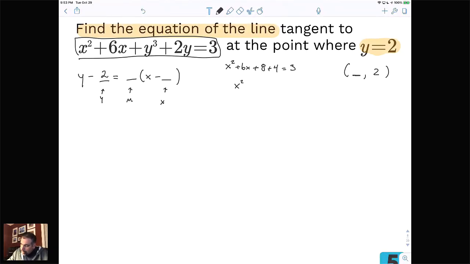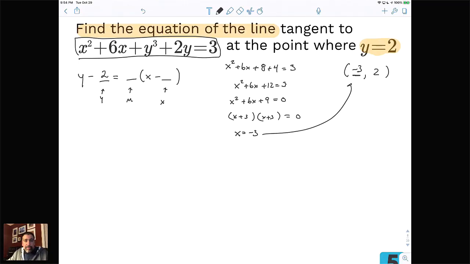So as I look at this, I've got x squared plus 6x plus 12 equals 3. Well, this is a degree 2. So I'm going to move everything the same side. I'm going to get x squared plus 6x plus 9 equals 0. I'm going to factor this to solve it. And I'm going to get x plus 3 times x plus 3, which means my only solution is x equals negative 3. So now I know that the x value at this point has to be negative 3.